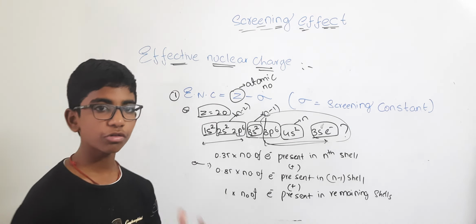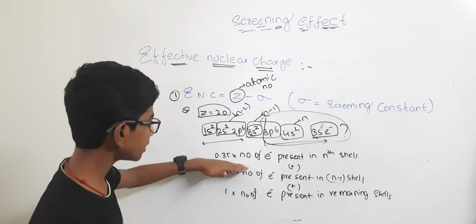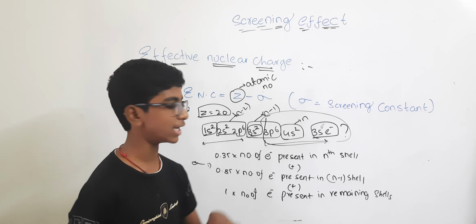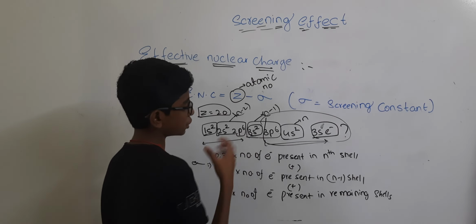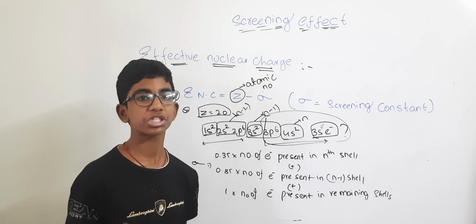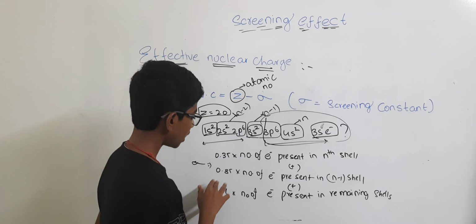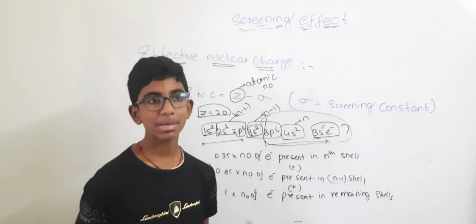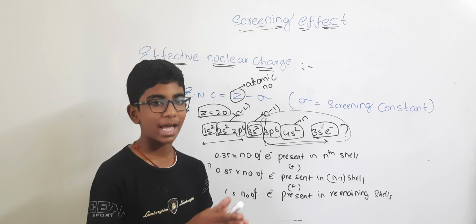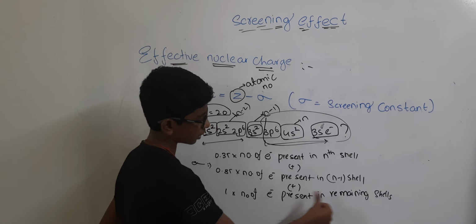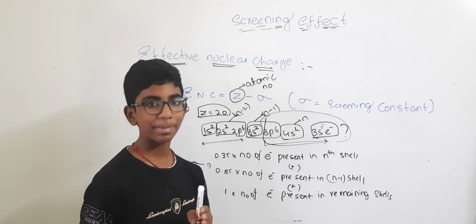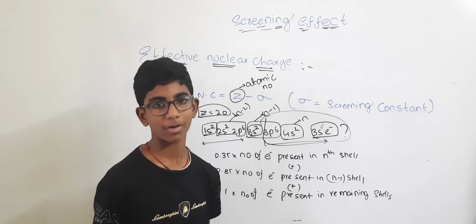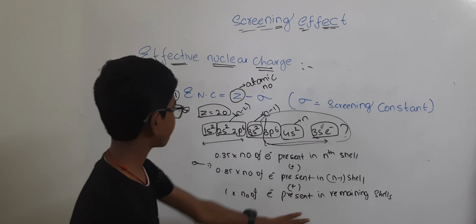First, we have to find the screening constant: 0.35 times the number of electrons present in the nth shell. The nth shell means not the valence shell here. The shell in which the electron we are finding is present is known as the nth shell. Next, 0.85 times the number of electrons present in the (n minus 1) shell, the shell just before the nth shell. Then 1 times the number of electrons present in the remaining shells. After that (n minus 1) shell, for the remaining shells, we calculate 1 times the number of electrons. Okay, we know this formula.